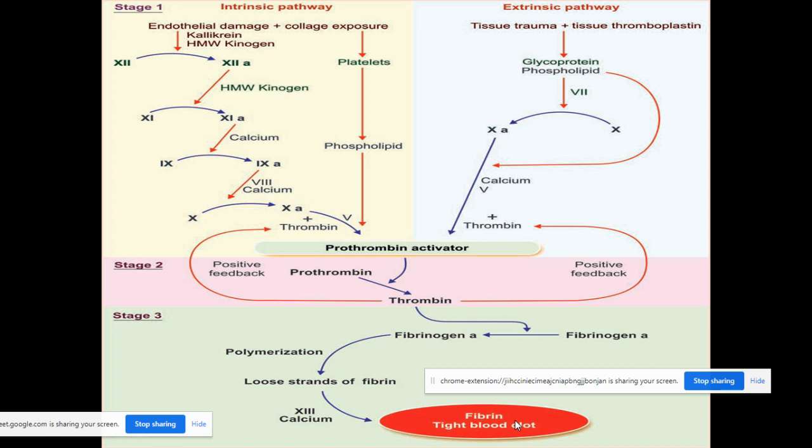Did you understand? This is the blood clotting mechanism, the intrinsic pathway and the extrinsic pathway.